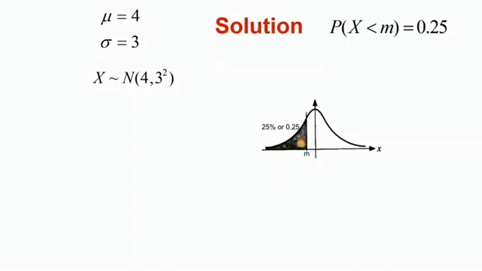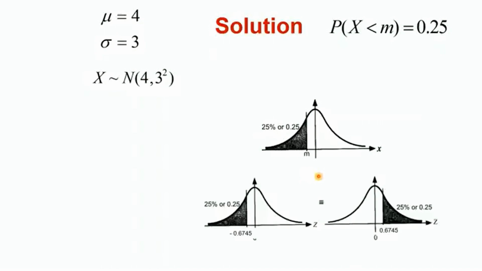If you consider z for this one, the probability of z less than this value is equal to 0.25. But using the symmetric property, you can use the table to find the value of z for this area, 25% on the right side. Then this value will be 0.6745. You must use this value from table 2. If you go to the area of 0.25, you can find the value of z is equal to 0.6745.